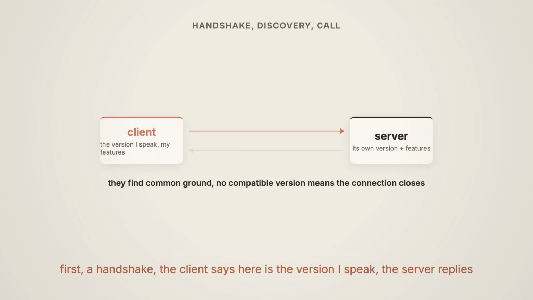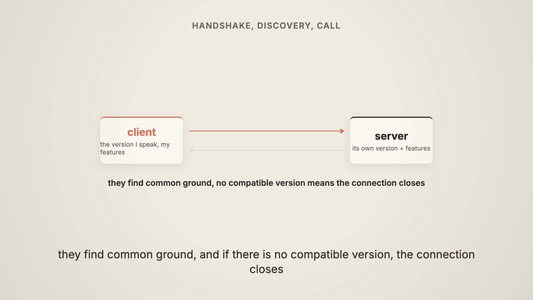First, a handshake. The client says, "Here is the version I speak and the features I support." The server replies with its own. They find common ground, and if there is no compatible version, the connection closes.